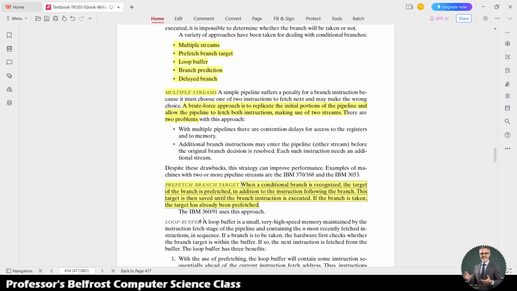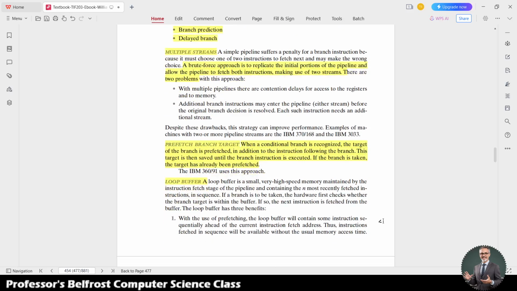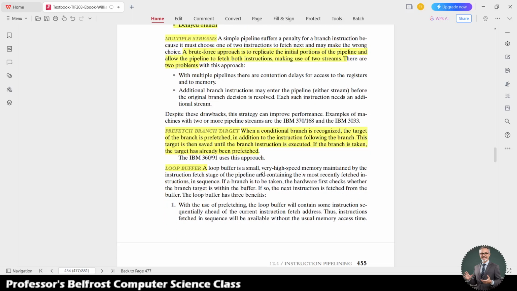The third one is a loop buffer. This is a small, very high-speed memory maintained by the instruction fetch stage of the pipeline and containing the n most recently fetched instructions in sequence. So if a branch is to be taken, the hardware first checks whether the branch target is within its buffer. If so, the next instruction is fetched from the buffer.